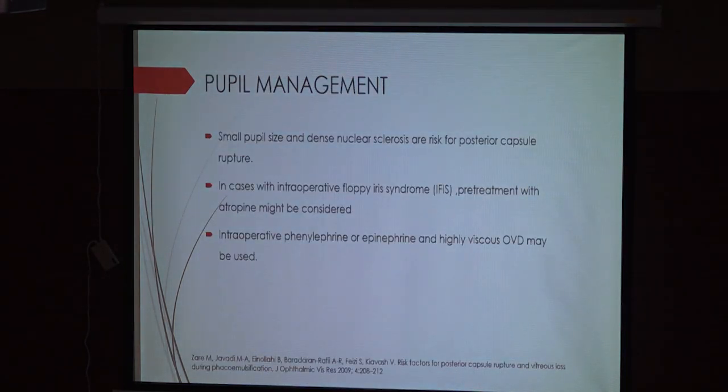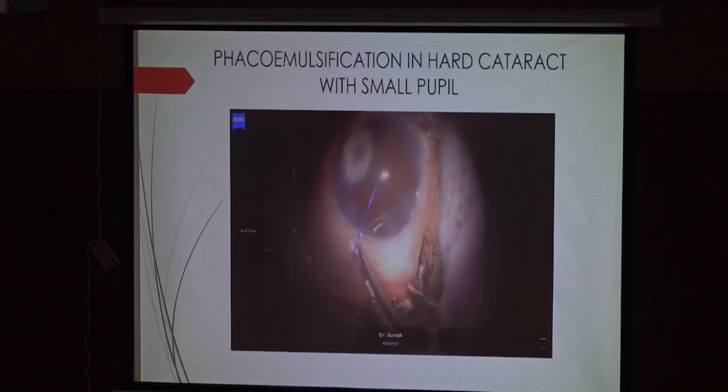Then pupil management will be covered in another lecture. I will be just sharing few tips. And if they are combined hard cataract and small pupil, it's a very big challenge to the surgeon. And if you are anticipating intraoperative floppy iris syndrome, then pre-treatment with atropine may be beneficial. And then intraoperative phenylephrine or high viscosity viscoelastic device may aid you in surgery in IFIS patients.